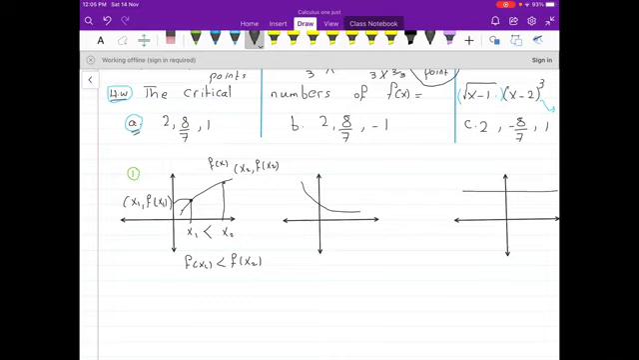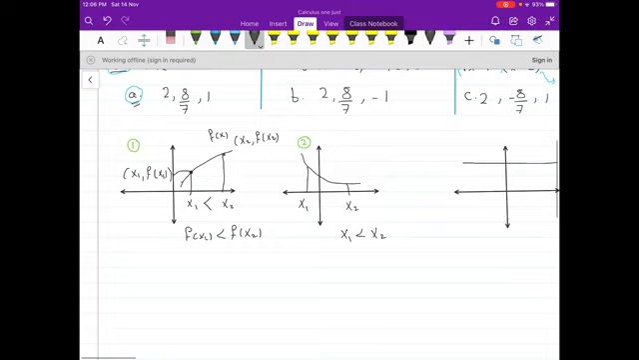Okay, if you take the graph for this function, take any 2 points. Here is x1 and here is x2. It is clear that x1 is less than x2. But what is the relation between f(x1) and f(x2)?